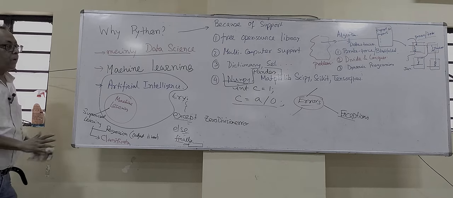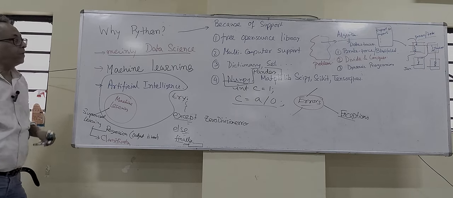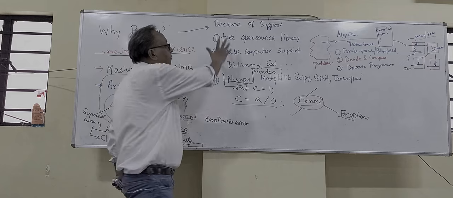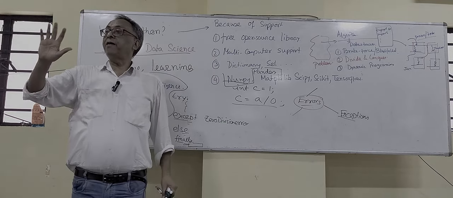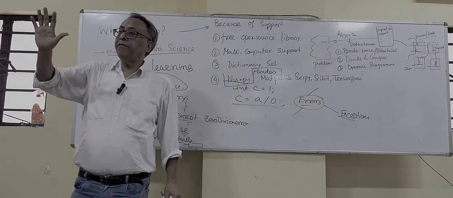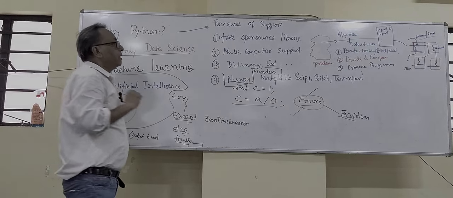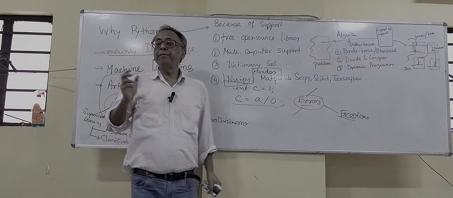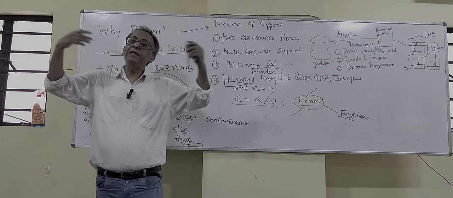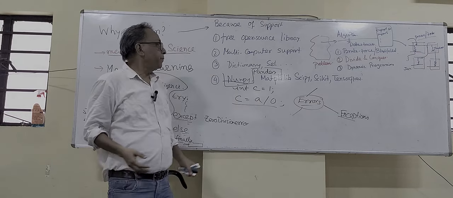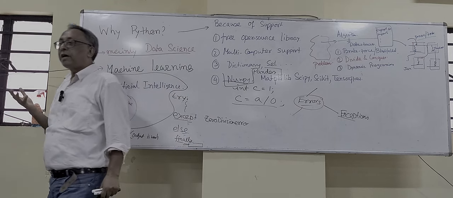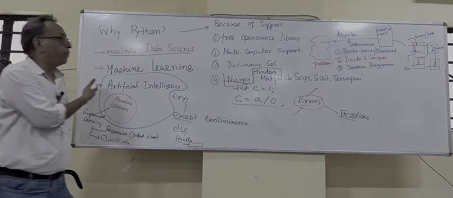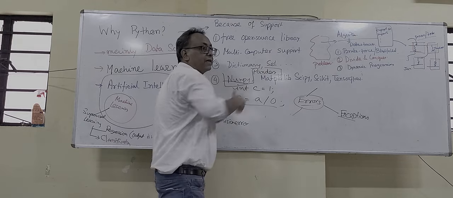This is only possible because all the basic libraries are there, GUI, and Python is totally free, open source, unlike Java. Java is not free because Java is from the Oracle Corporation. Multi-computer support, you can run Python in many places and on many computers. And you get the default data structure that is not in Java, that is dictionary, like you have covered, like set, frozen set.